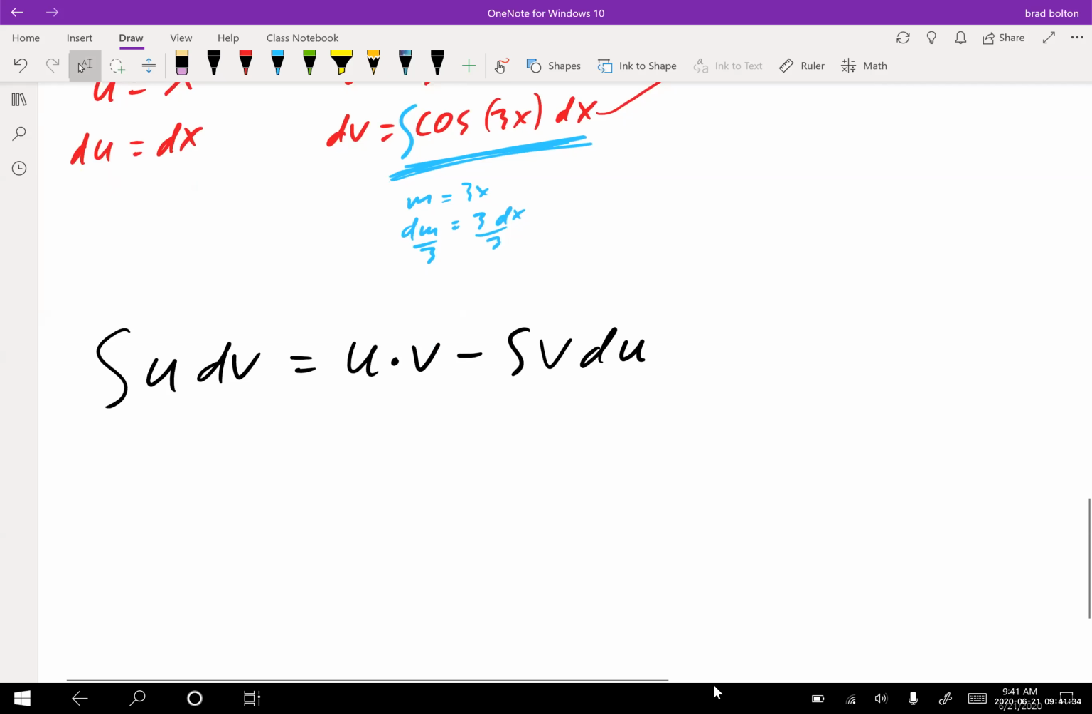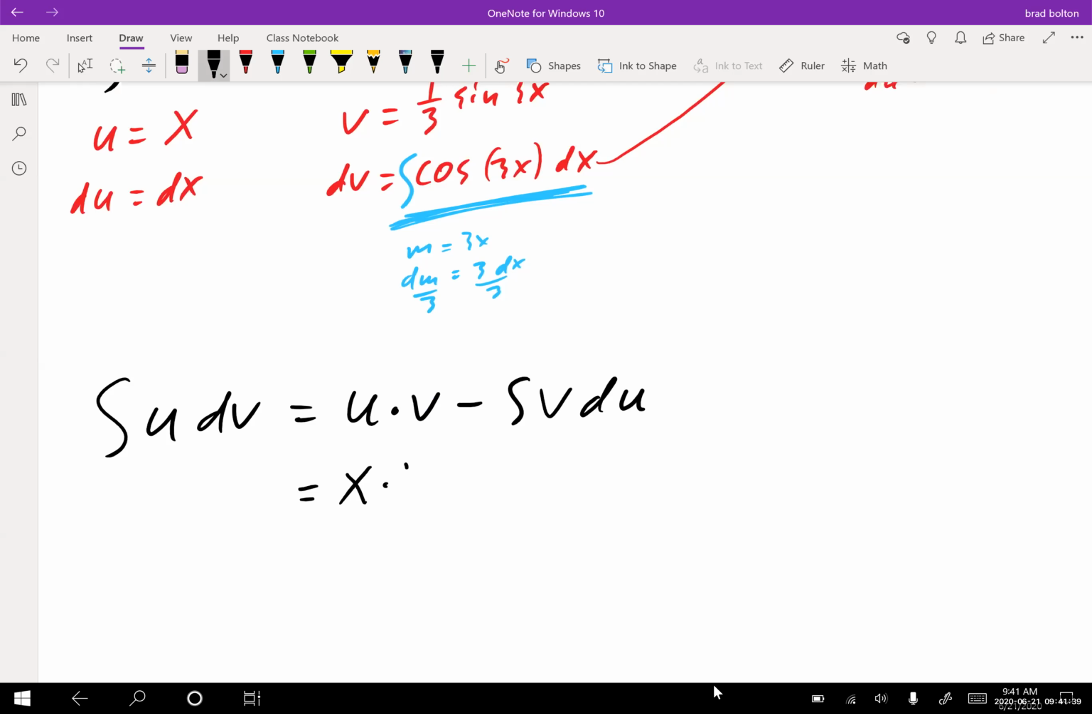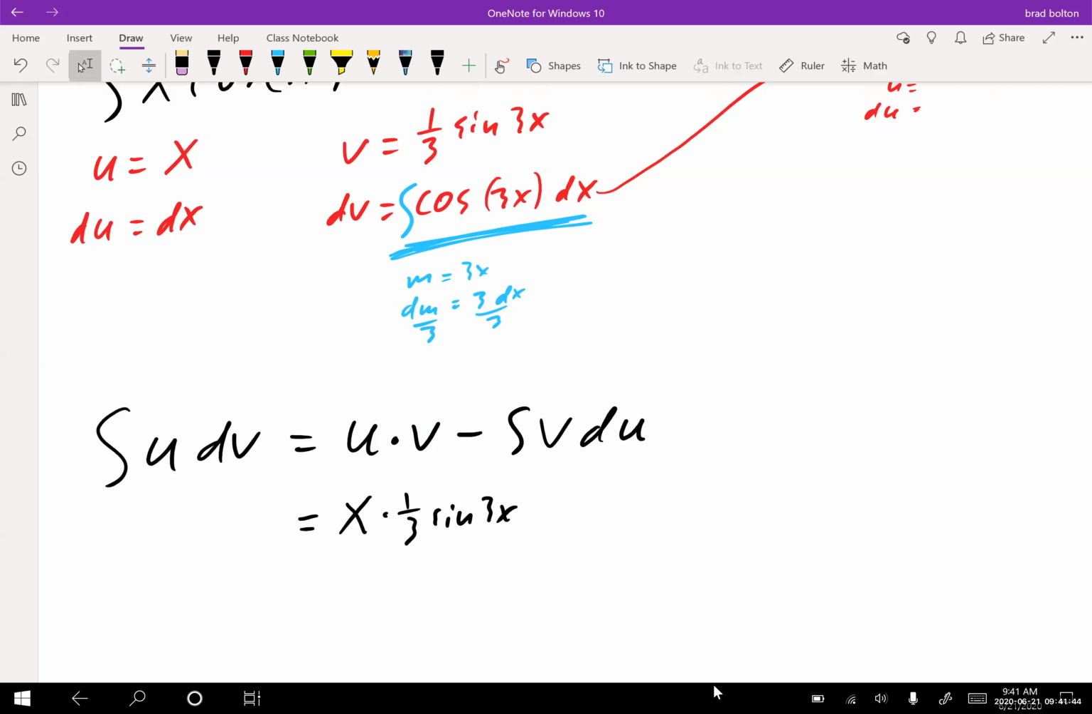So now I'm going to substitute in what I know. I know that u is worth x. I know that v is worth 1/3 sine 3x, minus the integral of v, 1/3 sine of 3x, times du, but du in this case is just dx. So you guys see that from right here, this gave me this, right? So hopefully you're seeing what I'm doing here. This 1/3 sine is my v du.